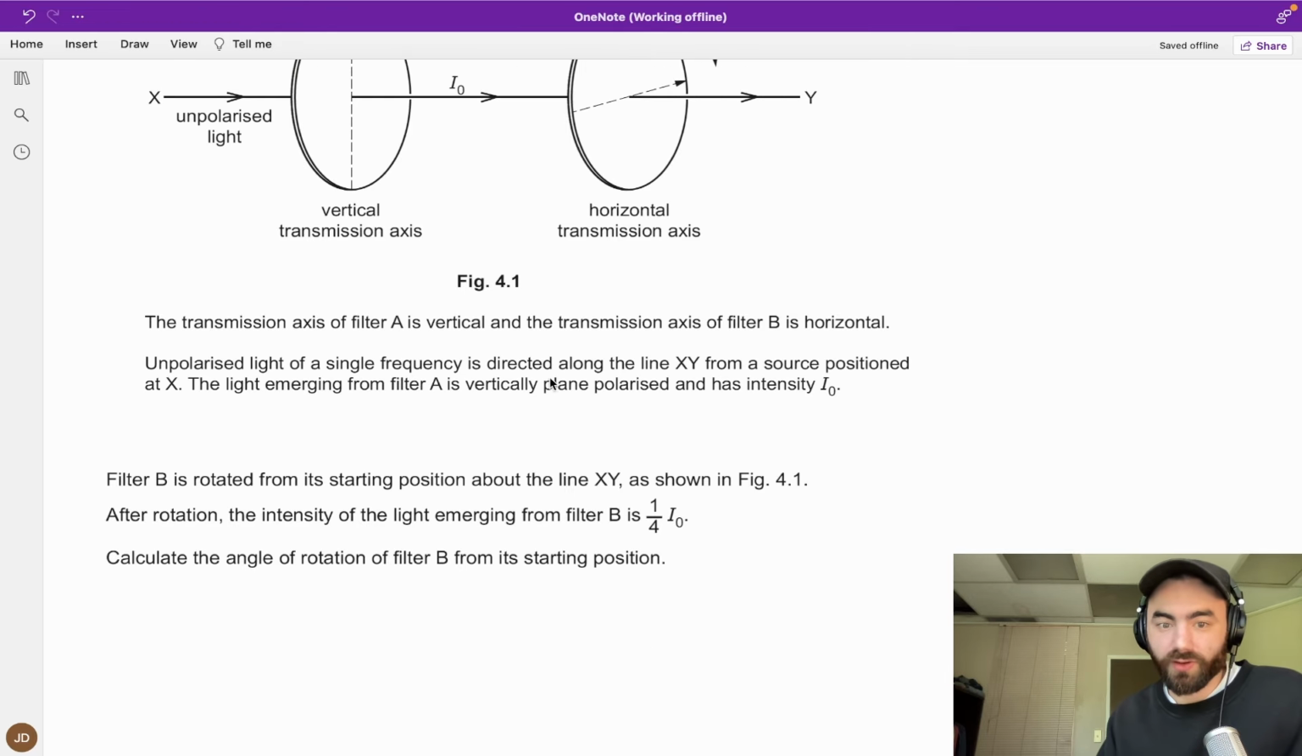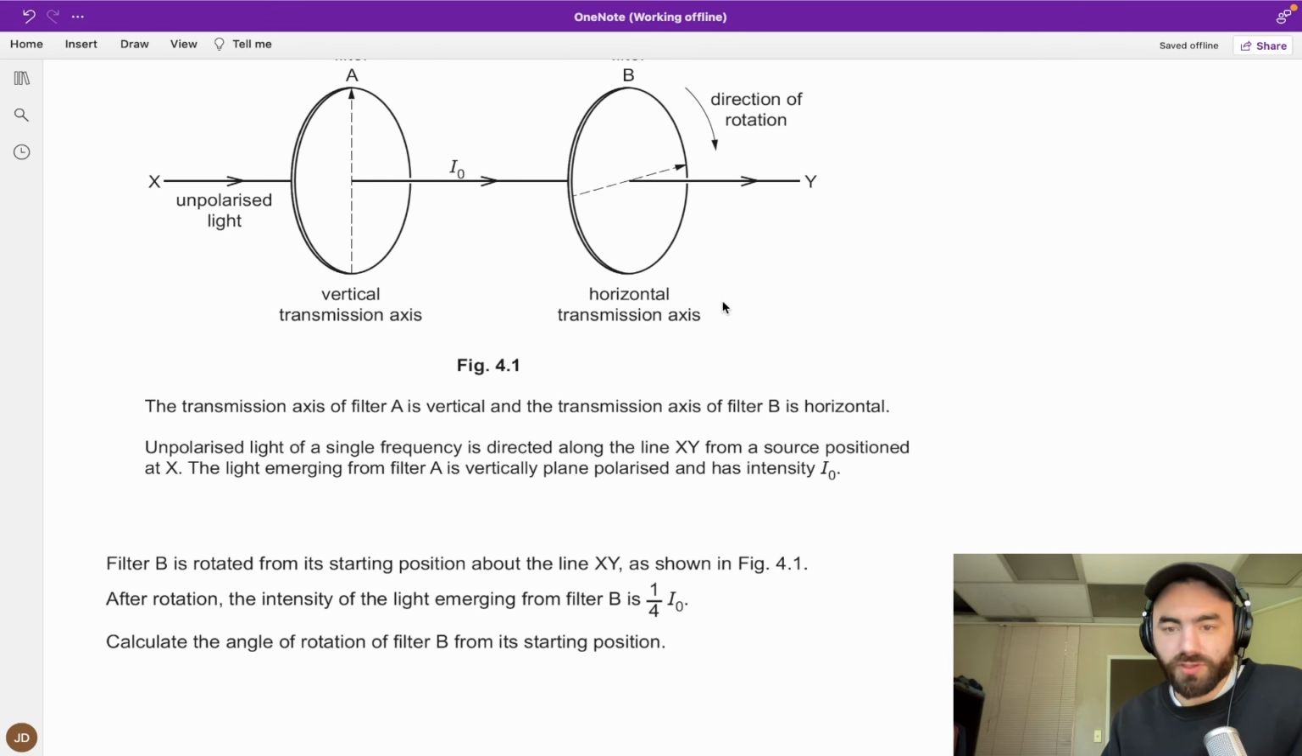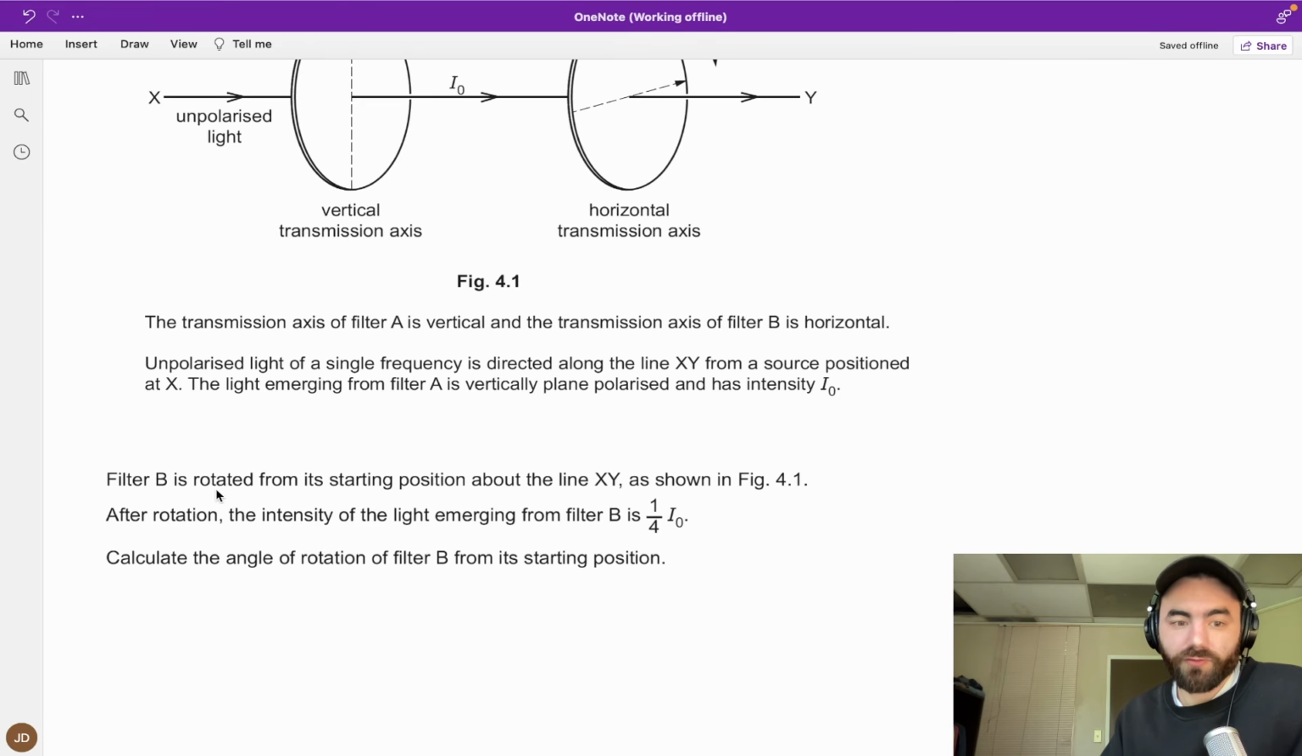Unpolarized light of a single frequency is directed along the line XY from the source. The light from filter A is vertically plane polarized and has an intensity of I0. So this unpolarized light is polarized vertically. It then hits filter B and is polarized again in another direction. Filter B is rotated from its starting position. The starting position was horizontal.